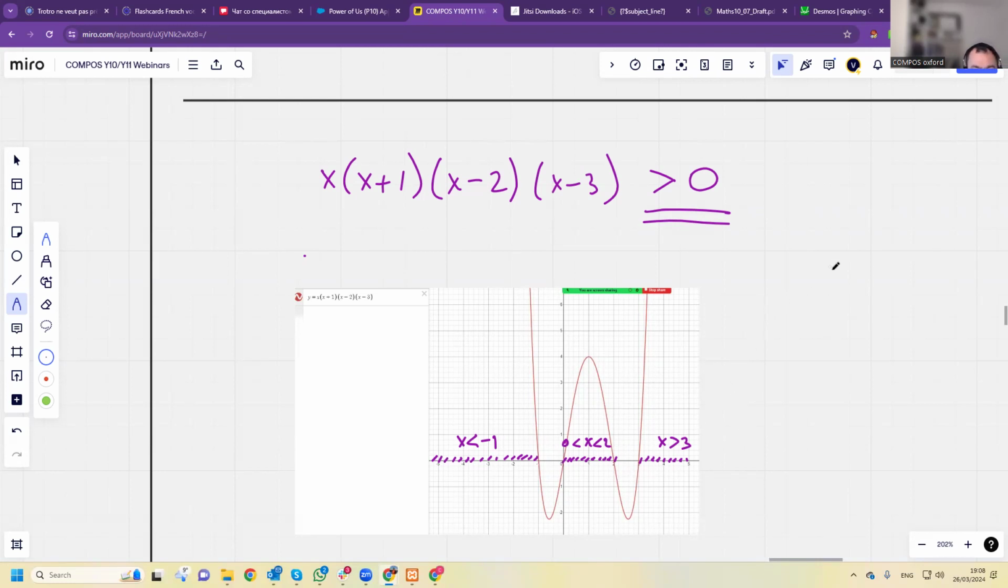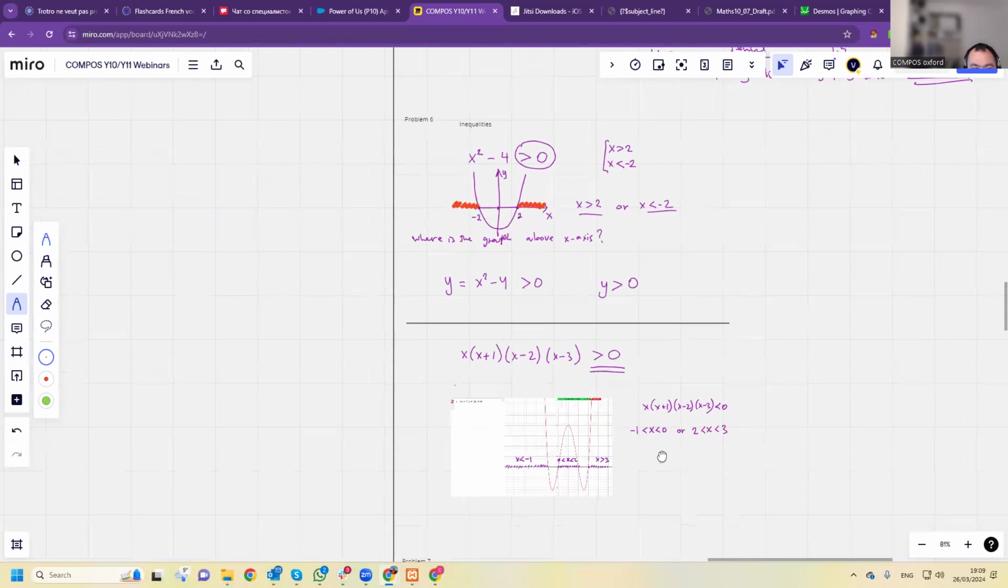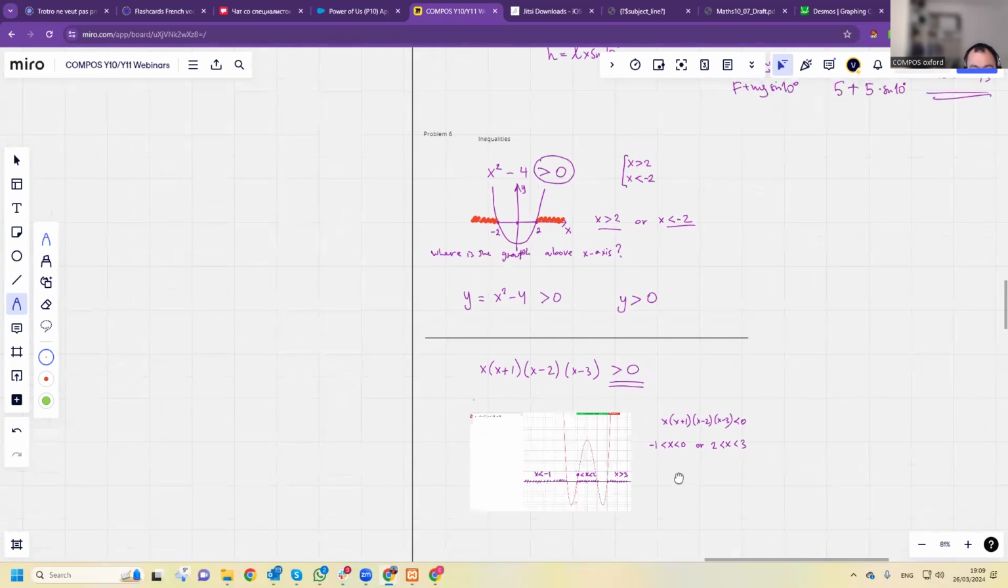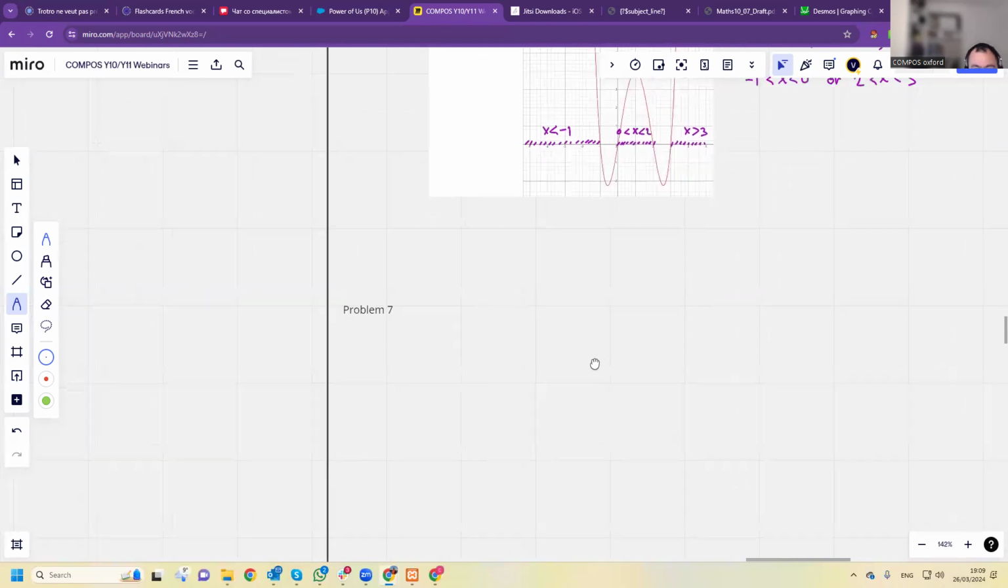Okay. And if I say x plus 1, x minus 2, and x minus 3 is less than 0, you would immediately say, oh, well, x is between -1 and 0, or x is between 2 and 3. If only there was an easy way of drawing the graphs. And there is.